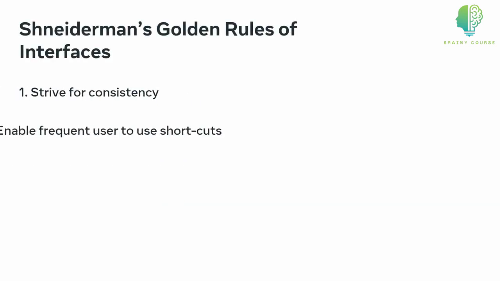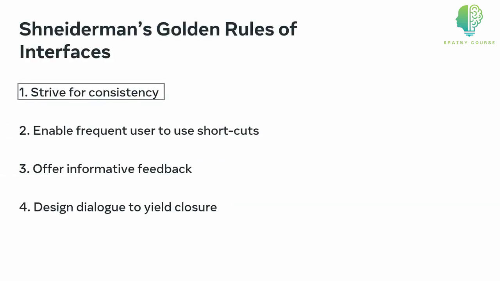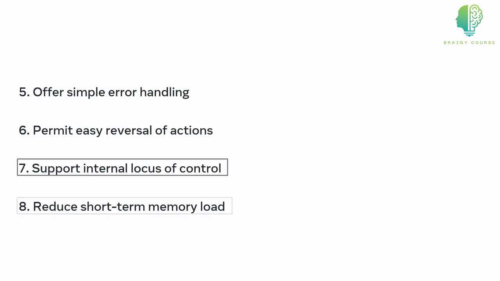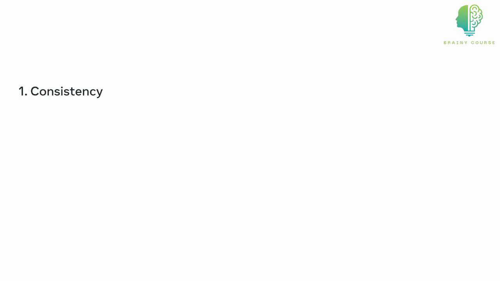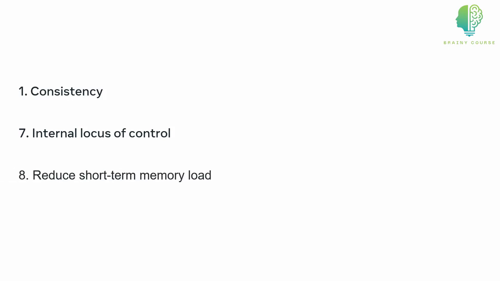Not only were Ram's and Nielsen's principles violated, but also Schneiderman's golden rules of interfaces number 1, 7, and 8. Let's explore these in more detail. Number 1 is strive for consistency, and number 7 states that the design should support the internal locus of control that allows the users to be the initiators of actions. Number 8 requires that the design should reduce the user's short-term memory load.